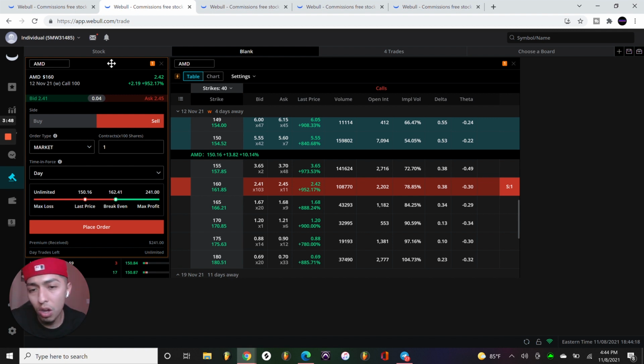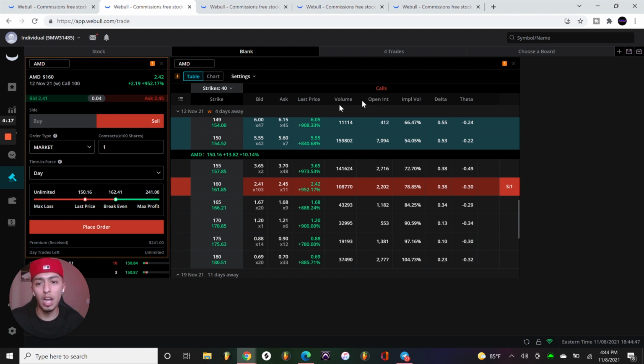So when you are looking at expiration dates, also just to remind you guys, if you're buying a contract the same day that it expires, it comes with a lot more risk of that contract becoming worthless if it's not going your way. So just keep that in mind that when you want to sell it, again, market order, you're going to go order type, market, and then place order, and that's it.